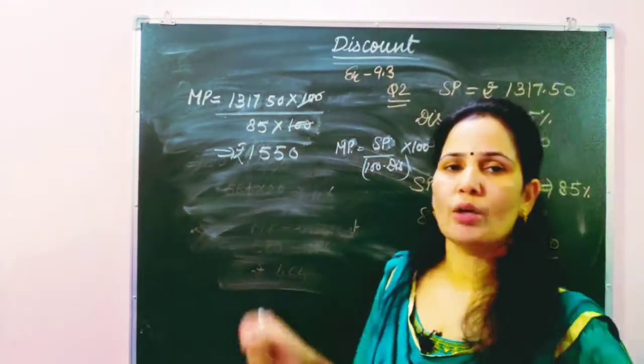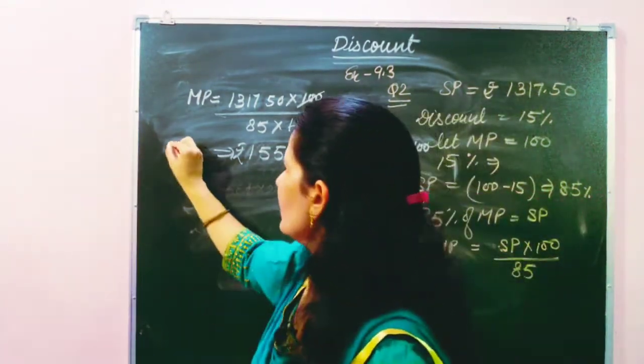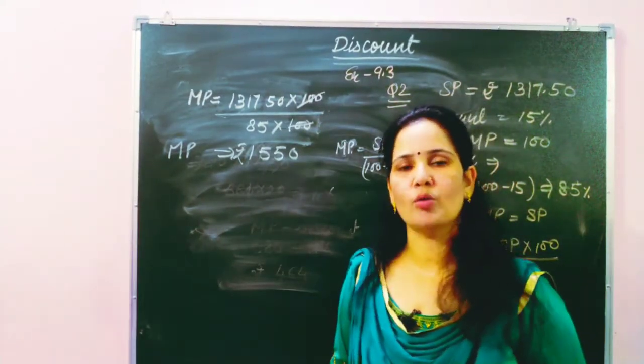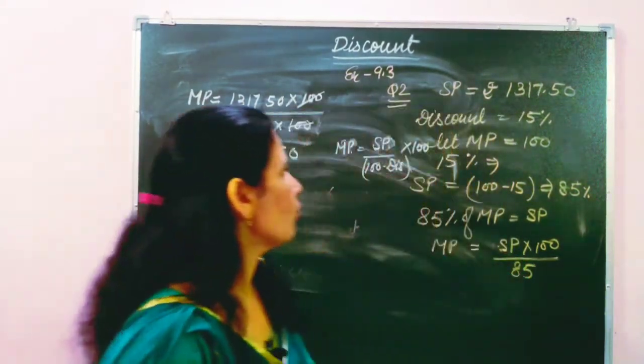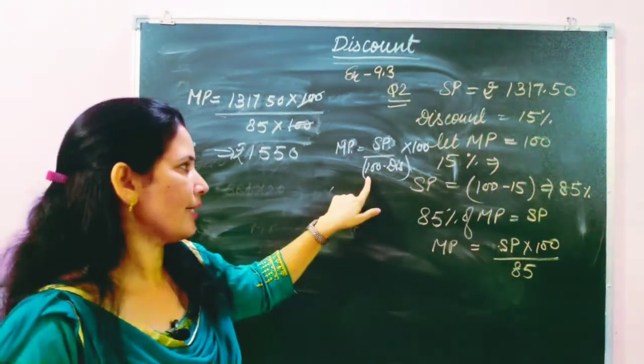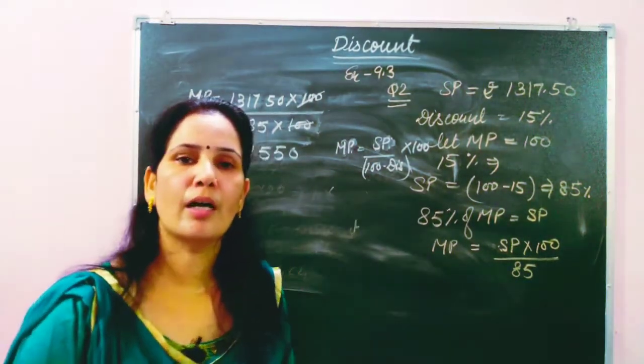So what is this 1550? That is the mark price. Okay, understood this one? How to calculate the mark price? The formula to calculate the mark price is SP divided by 100 minus discount and multiplied by 100.